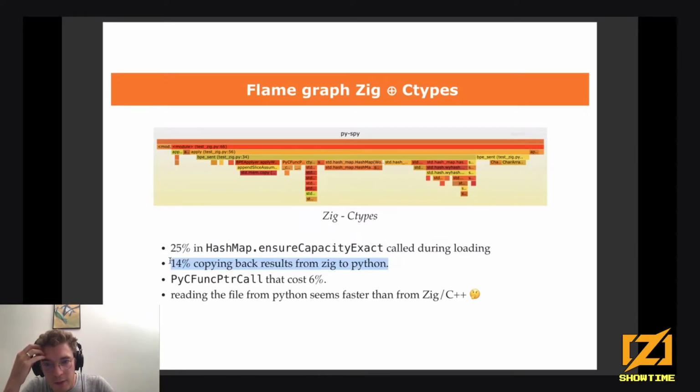And also, there's like 40% which is copying back the results from Zig to Python, which is in this part of the flame graph, if I remember correctly. Oh no, it's here. And also you have the PyCFunctor pointer call, which is like 6%. So you have like 20% overhead when coding Python. That's why I was expecting the overall code to be like 20% slower, but it's actually about the same speed.